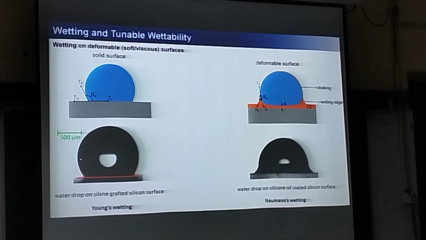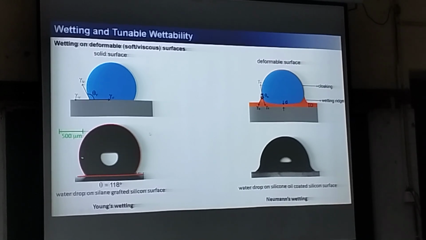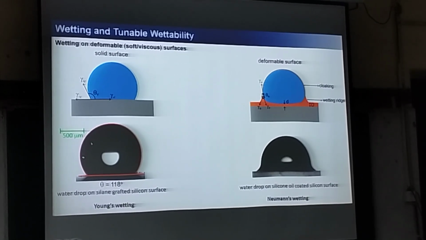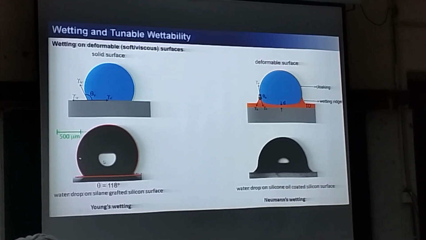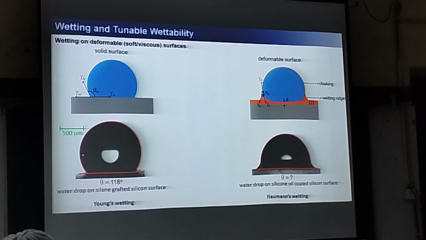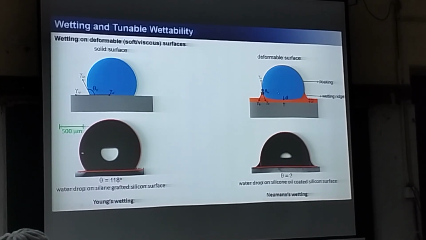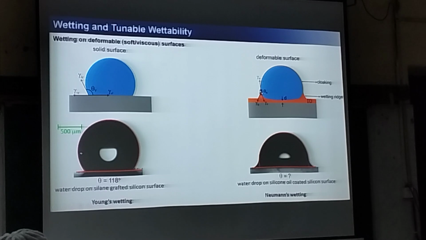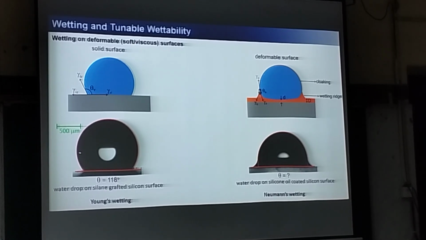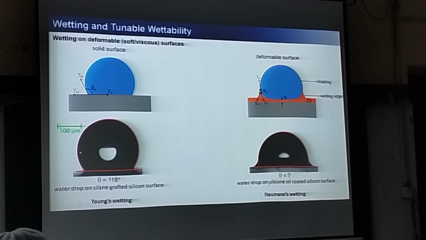Usually on a rigid surface, you fit a circle to the drop, you put a baseline at the solid, you draw the three tangents and you define the contact angle. But on such surfaces, because of these deformations, it's very difficult to find out where the three-phase contact point is, where you have to draw the tangents to define the contact angle. Okay?